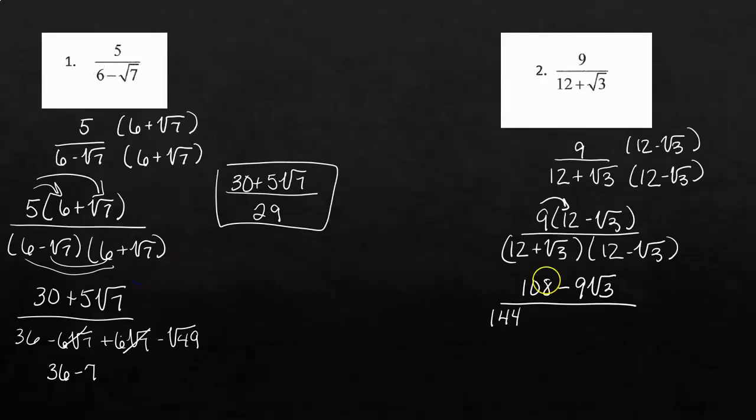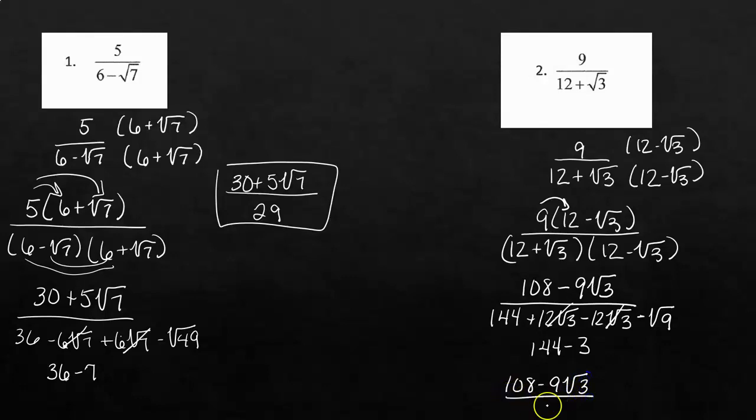Let's go back a little. These two center terms cancel each other out, so we have 144 minus the square root of 9, which is 3. So now we have 108 minus 9 root 3 over 141.